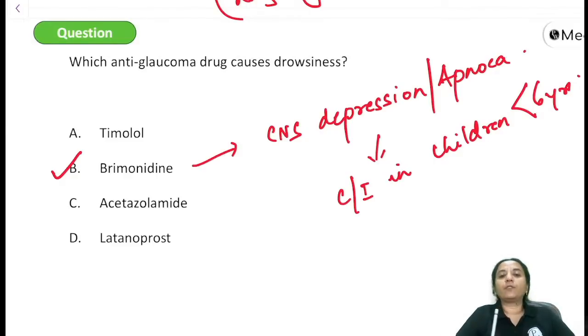So the anti-glaucoma drug causing drowsiness is brimonidine, and this belongs to which class of drugs, do you remember? It belongs to alpha receptor agonist. It belongs to the class of alpha receptor agonist drugs.